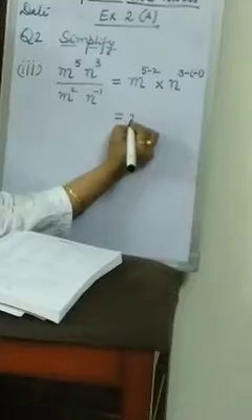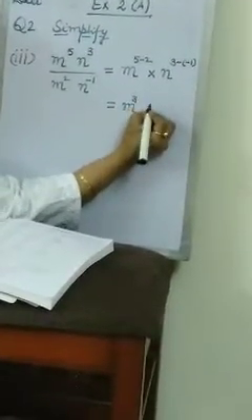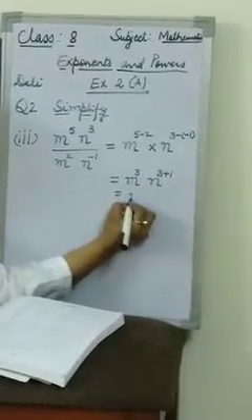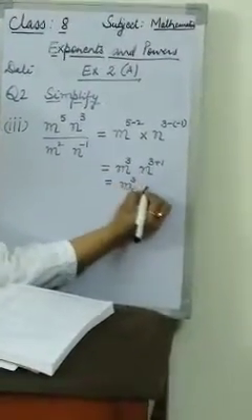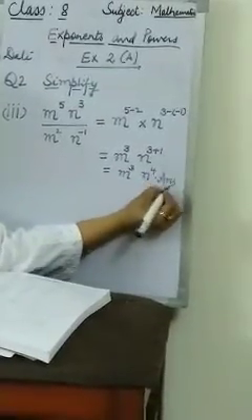What it will become, m to the power 5 minus 2 becomes 3, n to the power 3 minus minus 1 will become plus 1, so it becomes m to the power 3, n to the power 4. This is the way we are going to solve it.